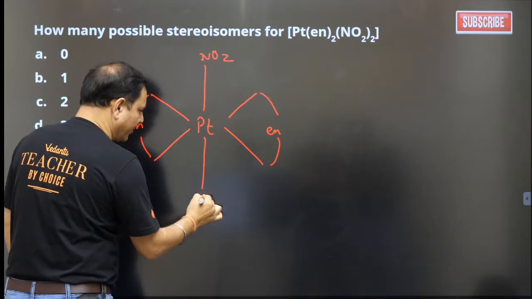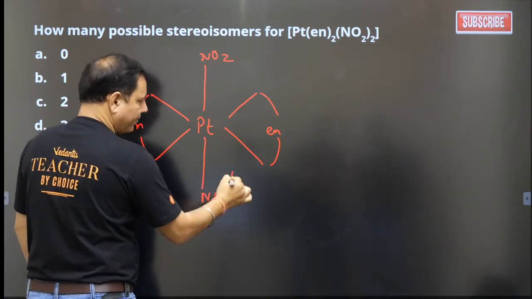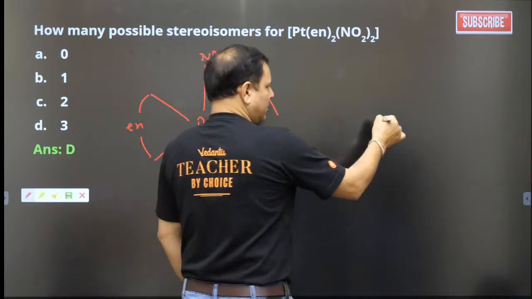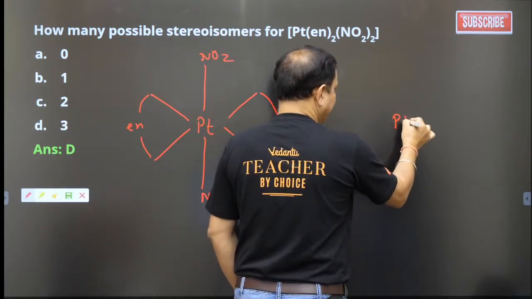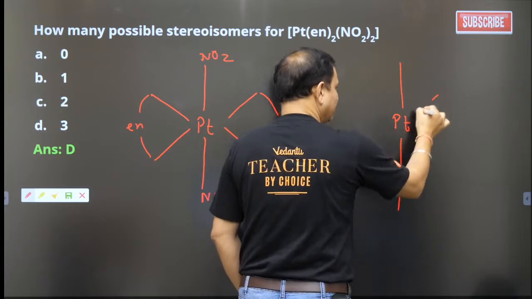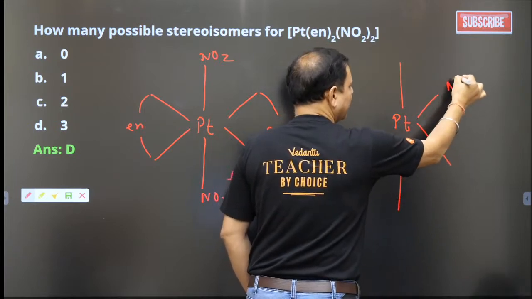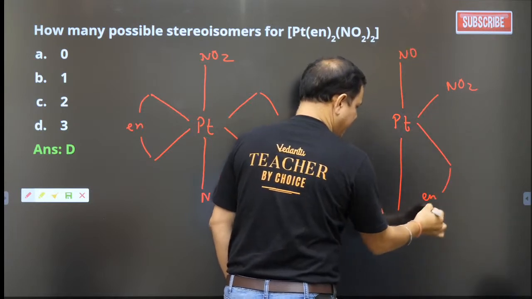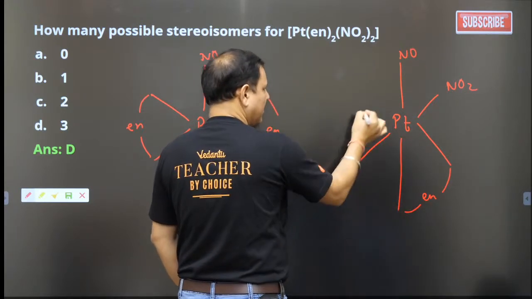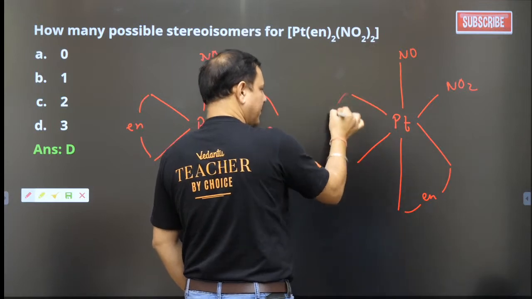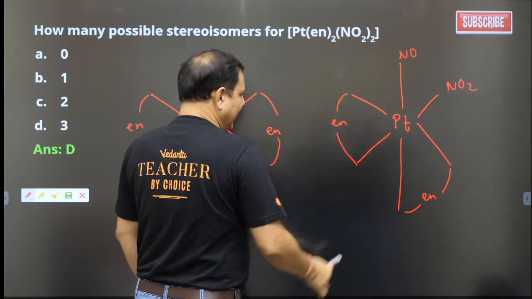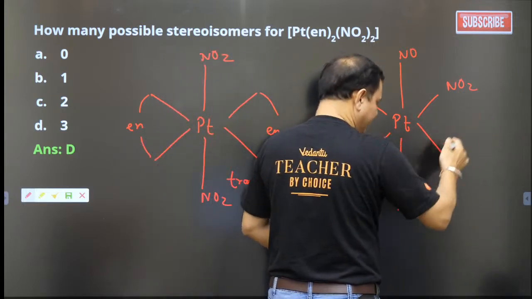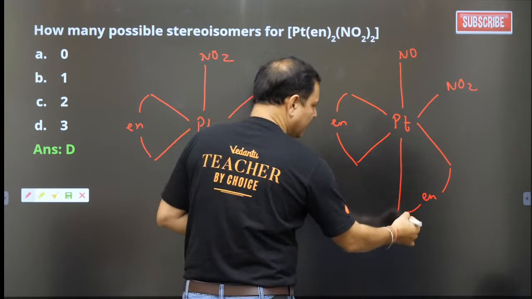Stereoisomers are asked. Now coming to EN: one EN here, one EN here, ethylene diamine, and two nitro groups are here. This is the trans isomer, and moreover we have the cis isomer, which is optically active, with NO2, NO2, EN, and EN.